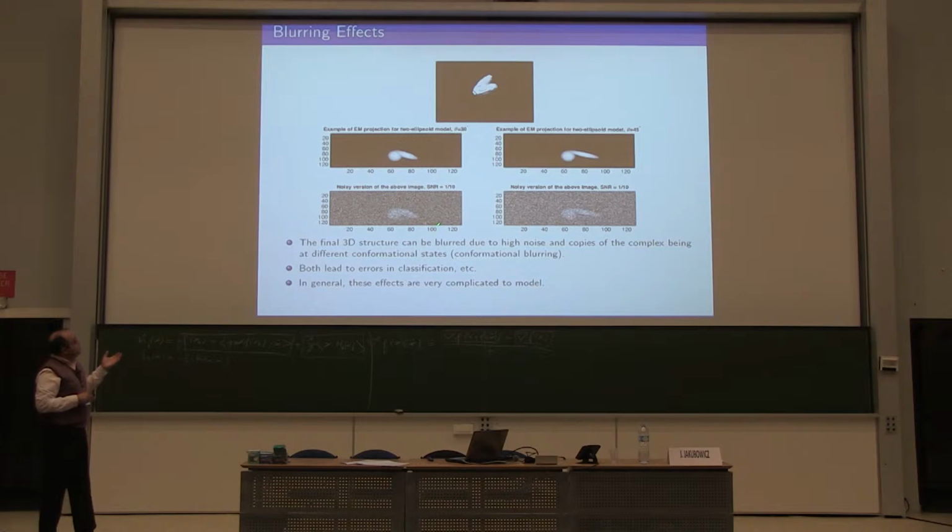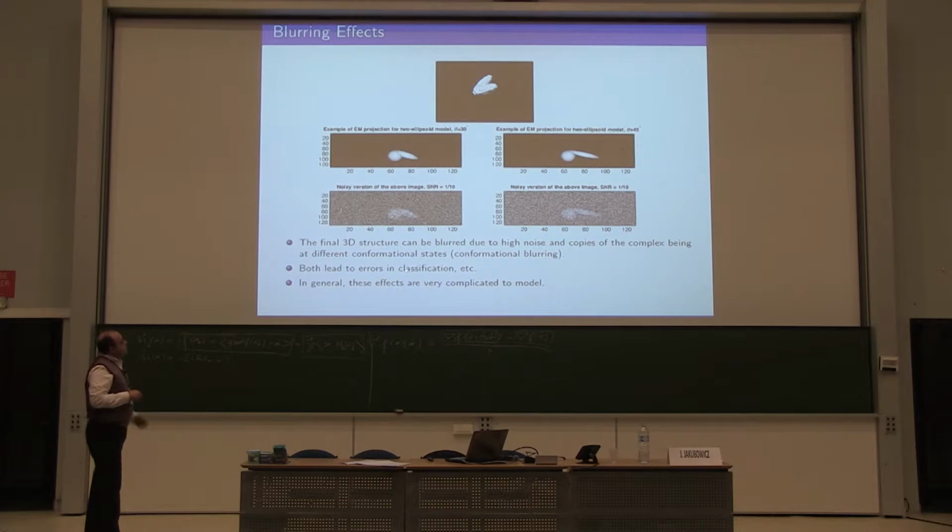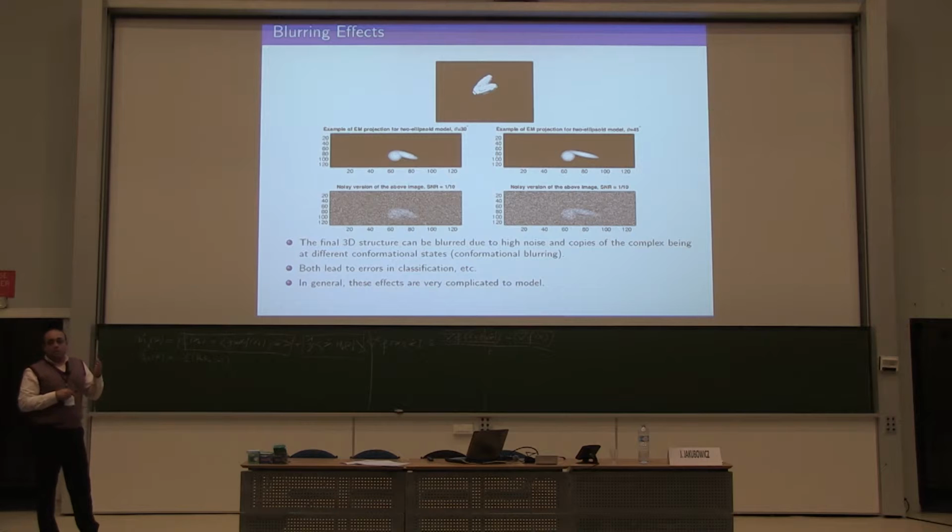The first reason is that, obviously, because of noise, projections coming from different angles are blurred and mixed together. This results in inaccuracies all over the reconstruction, and you will get blurring effects. The other reason, which is also important, is that your molecule may be in different conformational states.